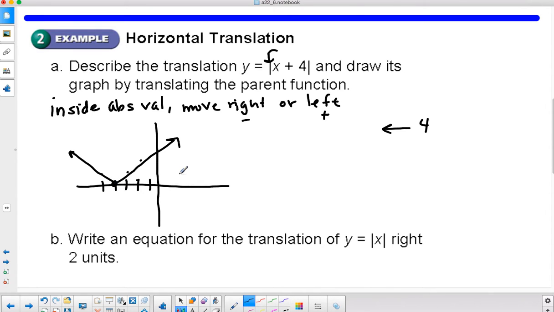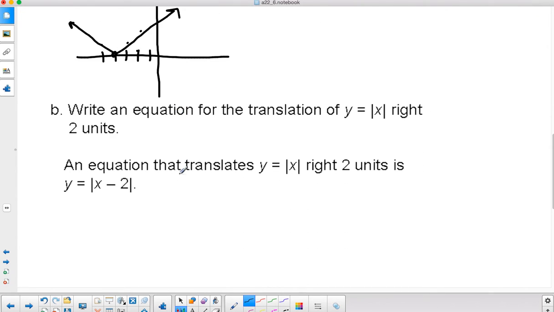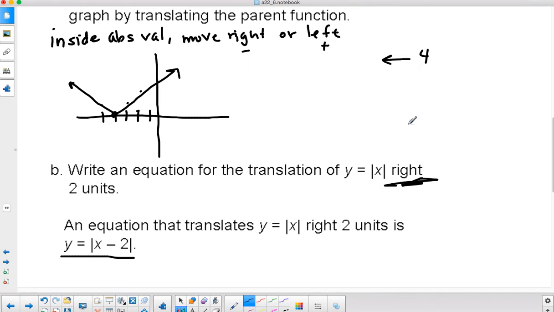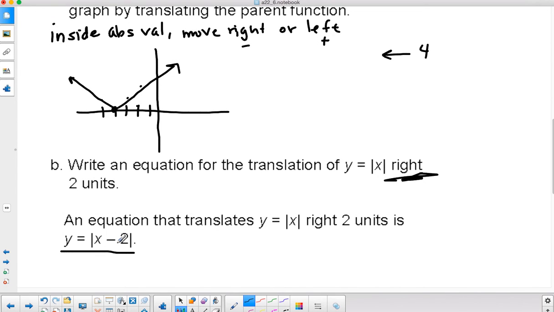Okay, so part B, write an equation for the translation of y equals absolute value of x, right 2 units. Well, that's already filled out here. I'm going to have to make that correction for the future. But we have y equals absolute value of x minus 2. We went right 2 units, so right tells us that we have to have a negative number, and it was 2, so that's where that x minus 2 comes from.